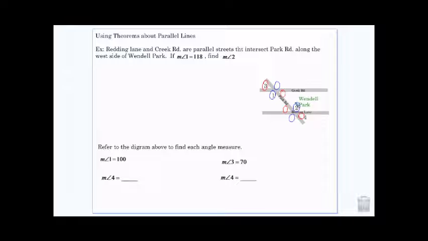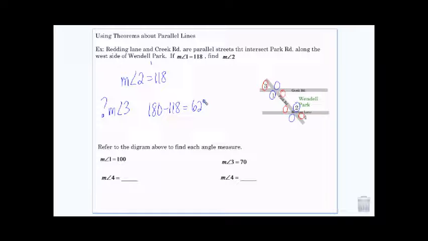Well, I can see that 1 and 2 are the same color. So if angle 1 is 118, so is angle 2. And then if I were asked, what's angle 3? Well, one's red, one's blue, so I would do 180 minus 118, which would be 62 degrees. So then I would have 3 and 4 are both 62, because they're the same color.